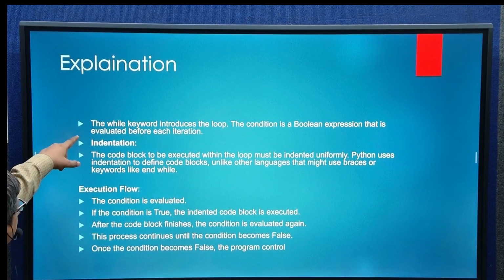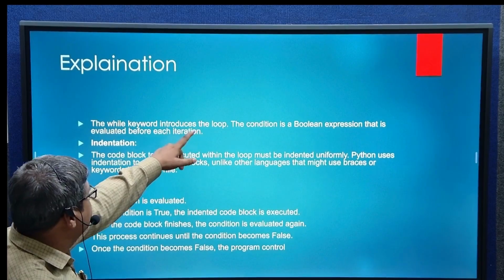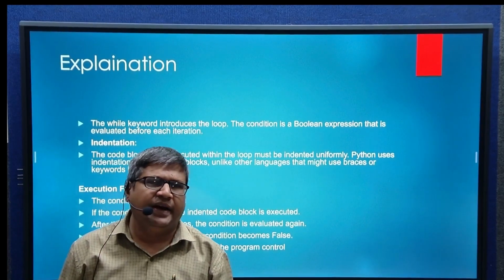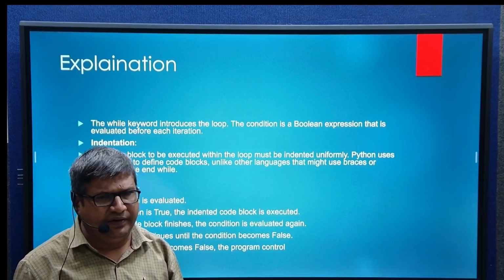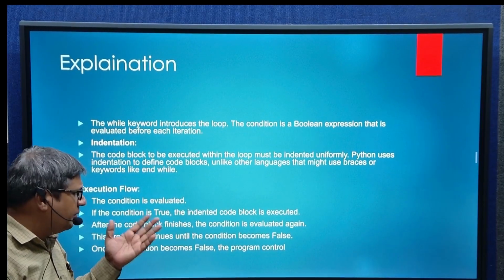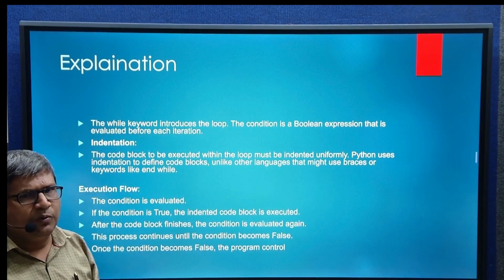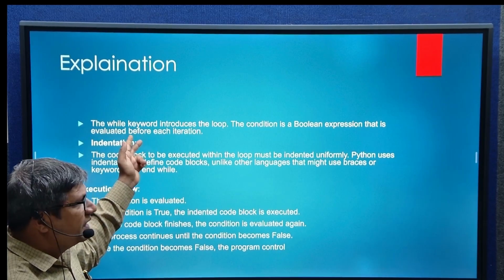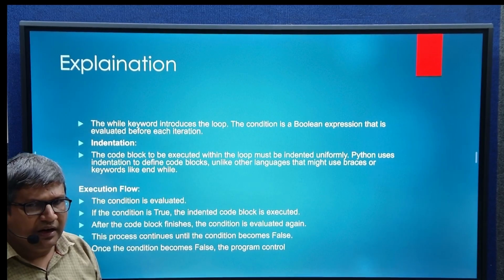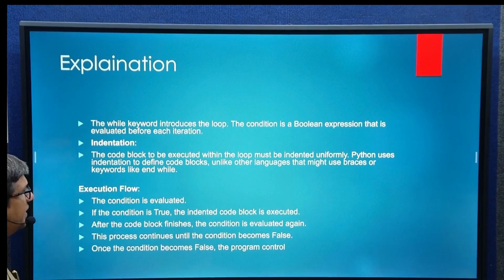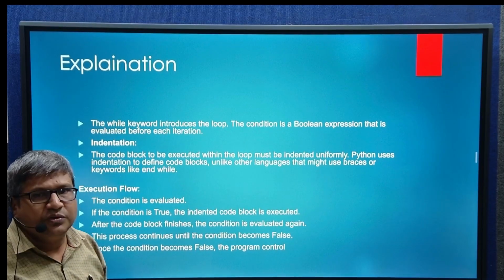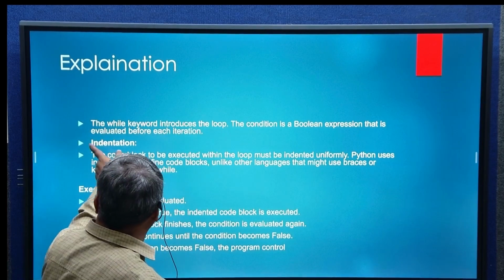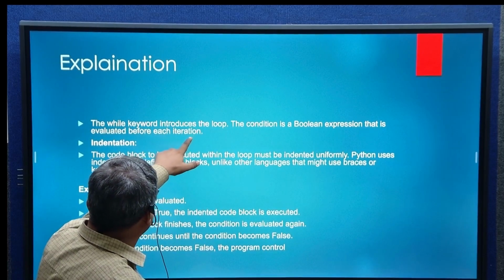Next we see the explanation. First, the while keyword introduces the loop. I have already told you about keywords. Keywords are predefined words in any programming language. If we talk about Java, C, or any programming language, you will always see the term keyword. A keyword is a predefined word used in a programming language. The condition is a Boolean expression that is evaluated before each iteration.